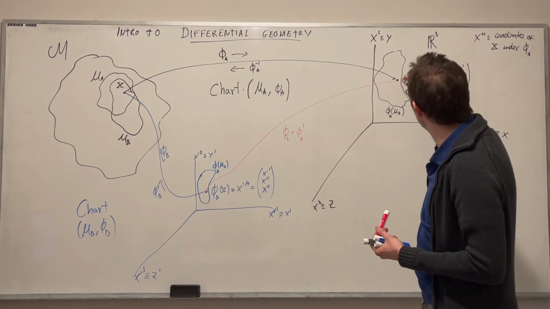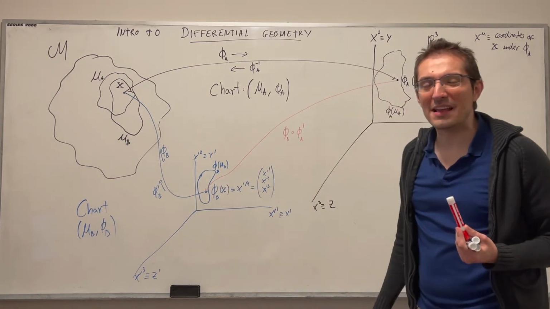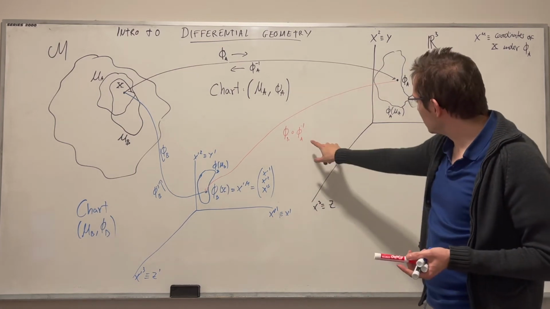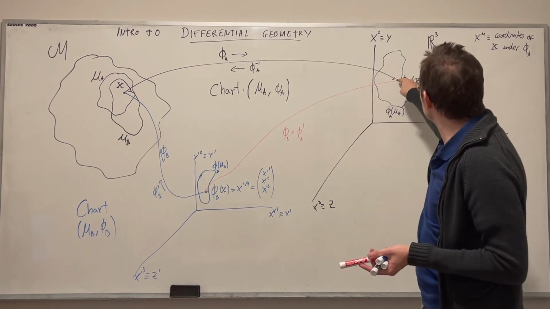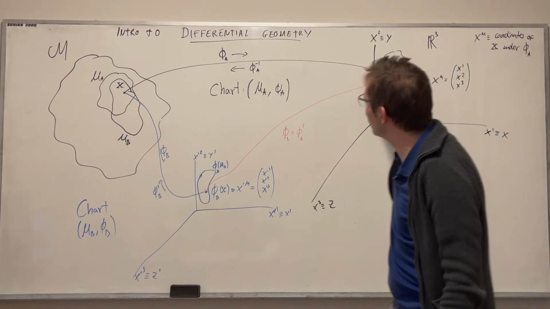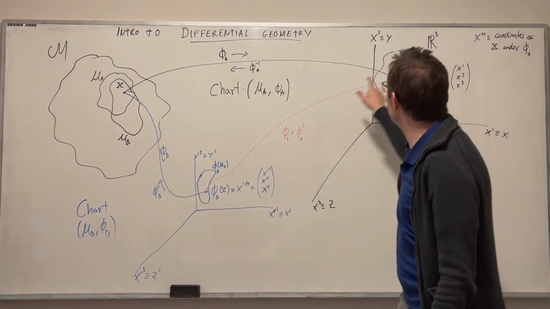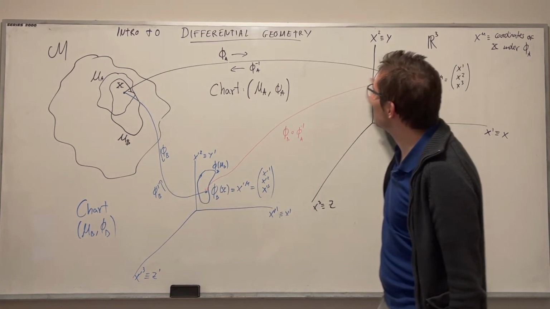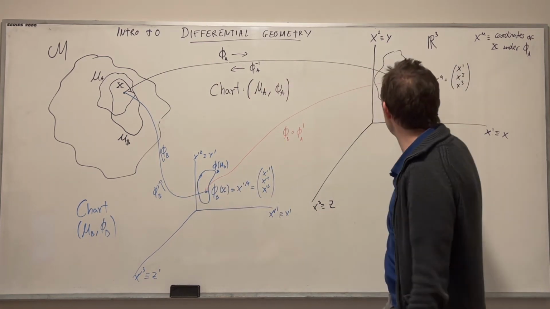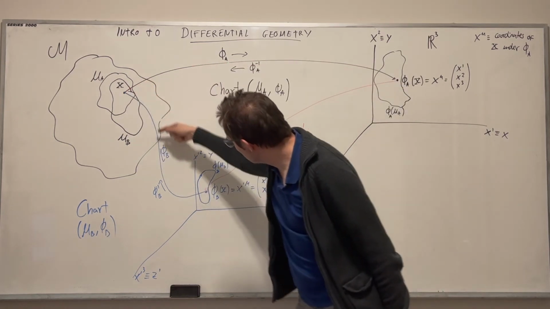Well, I want it to go from this R3 to this R3. How do I define it? Well, I don't know how to go directly. I have no idea, but I can go indirectly. I can go from here back to the manifold, and from the manifold here. I can do that. So I first go from R3 to the manifold through phi A minus 1. I go this way. I end up here, and then I apply phi B, and I end up here.